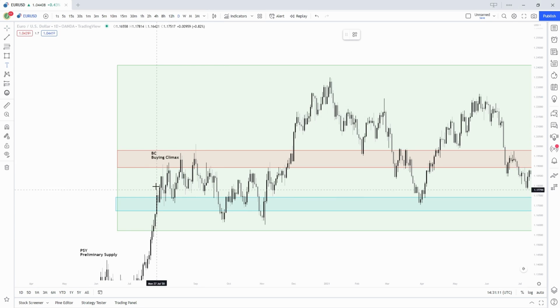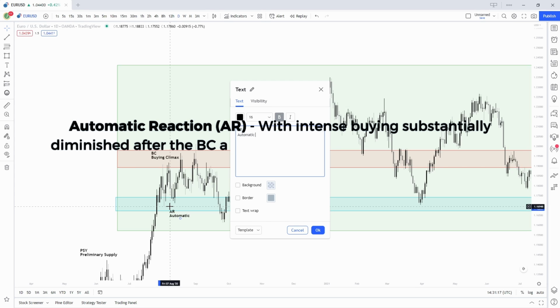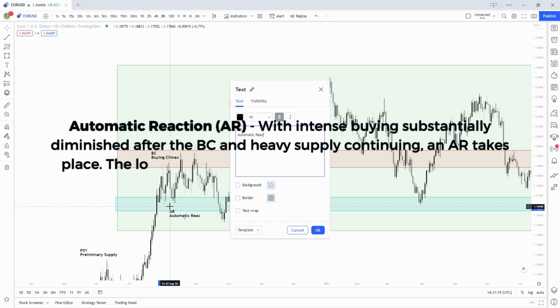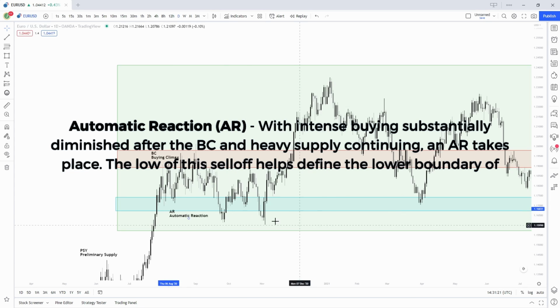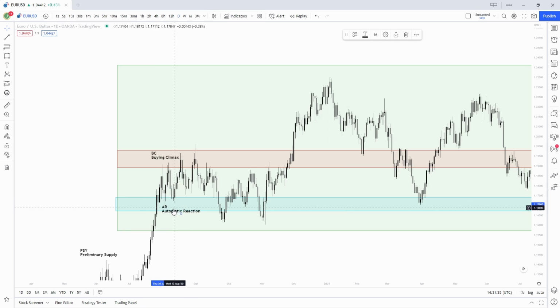So, after the buying climax, we have the same thing, an AR, in this case an automatic reaction, because it's not an automatic rally, because it's not a rally, it's simply just a reaction in the market. So we have buying climax at this point, automatic reaction. We see that as we've entered this level, we've had a very high volume push straight back down.